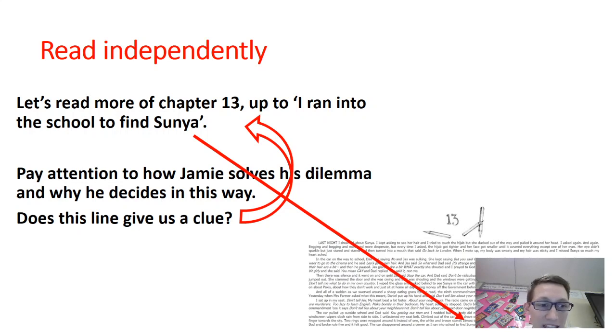I want you to consider that last line there: "I ran into the school to find Sonia." I want you to think about whether that line gives us a clue or not as to the decision that Jamie makes. Okay, I'd like to pause the video now and read some more of chapter 13 up to "I ran into the school to find Sonia."